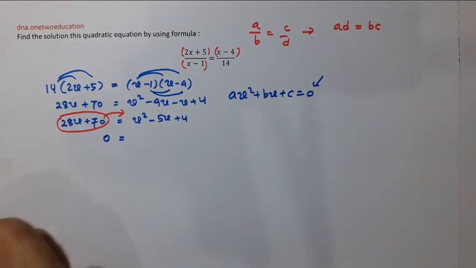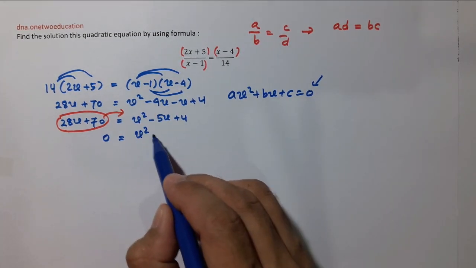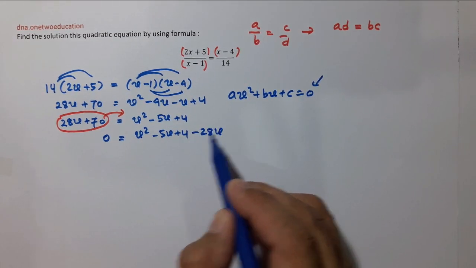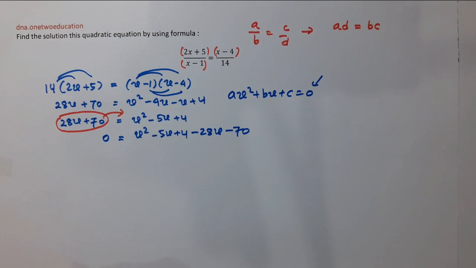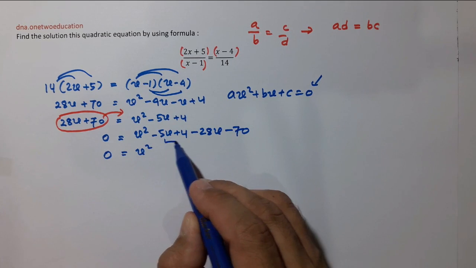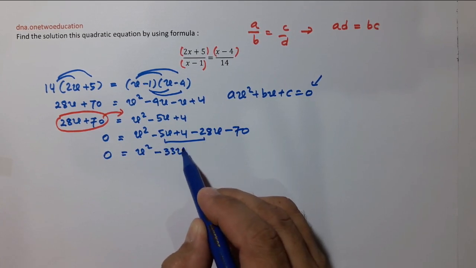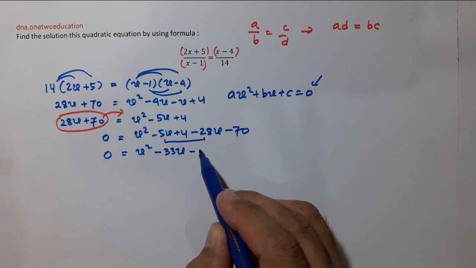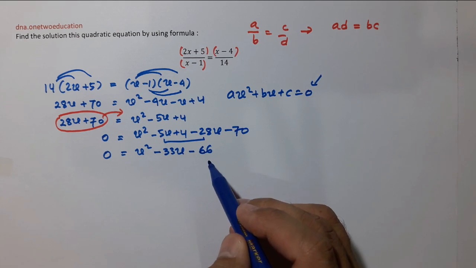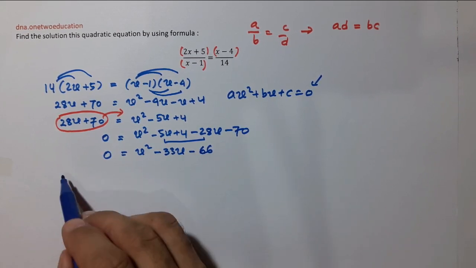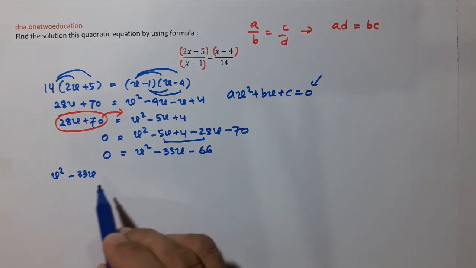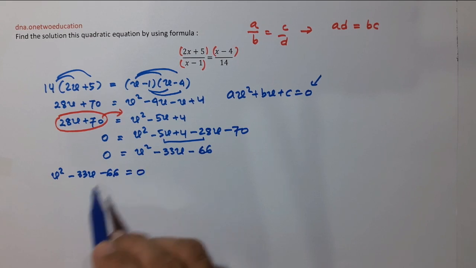So it will be x squared minus 5x plus 4 minus 28x and then minus 70, right? So we can write here 0 equals x squared, and this one minus 33x and then minus 66. Okay, 4 minus 70 is minus 66. So we have an equation x squared minus 33x minus 66 equals 0, right?